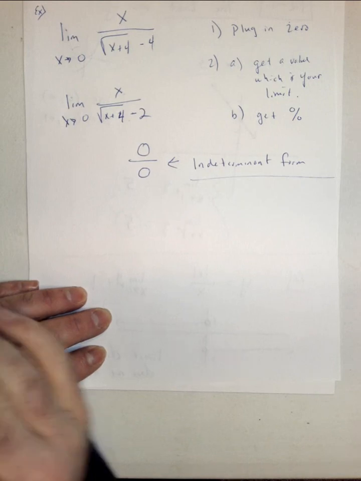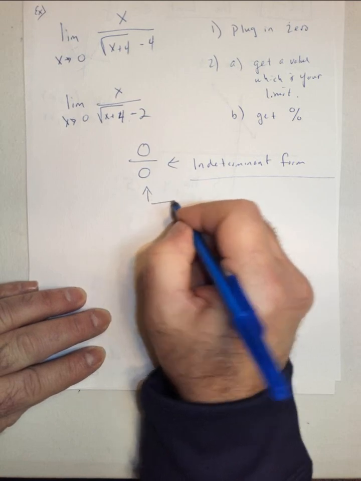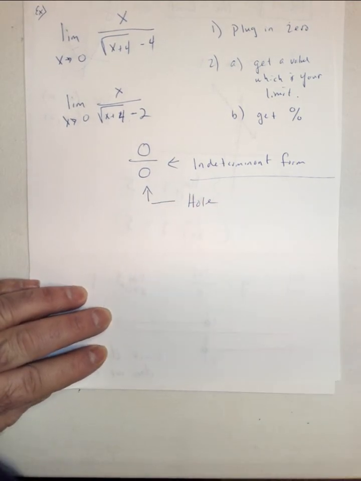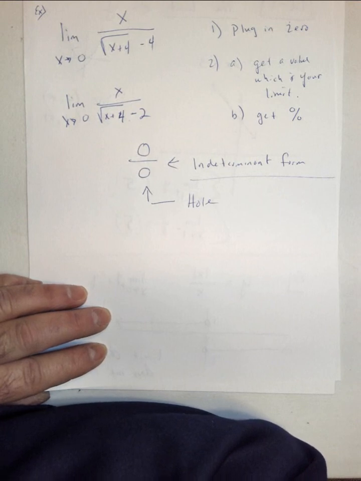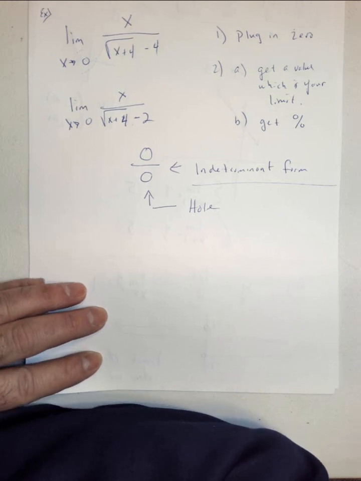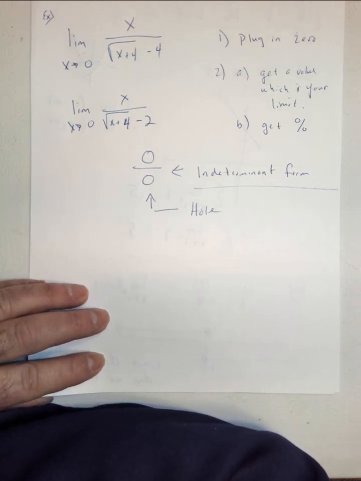Based on what we learned this year, that means there's a hole in the bucket. Right? That means we've got a hole in our graph. It's not asymptotic behavior. It's a hole. And that's good. That's a good thing. That means that if there's a hole there, there's a good chance that we have a limit.